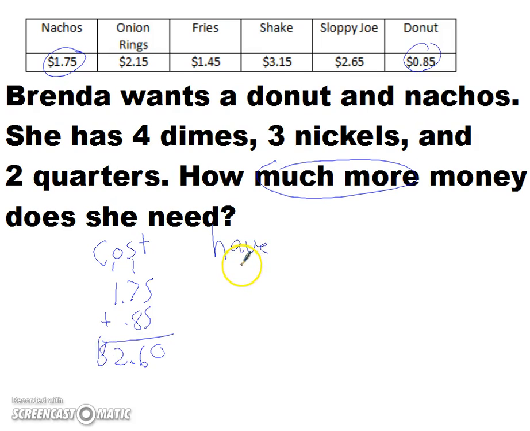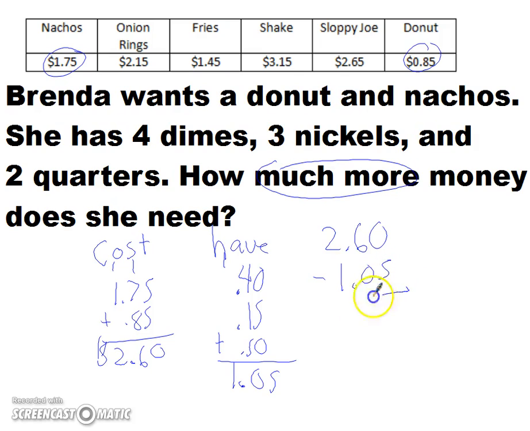She has 4 dimes. Well, 4 times 10 is 40. She's got 40 cents in dimes, 3 nickels, 5, 10, 15, and 2 quarters, 25, 50. How much does she have? There's a 5, 5, 10. Here's my 1. So she's got $1.05 and it costs $2.60. So now I need to subtract $2.60 minus $1.05.